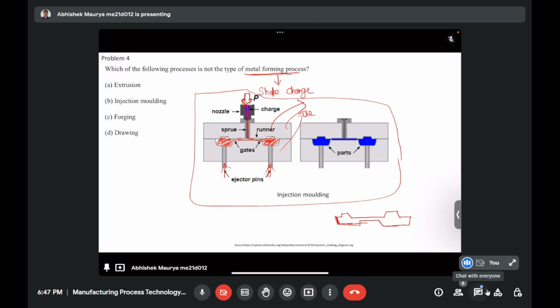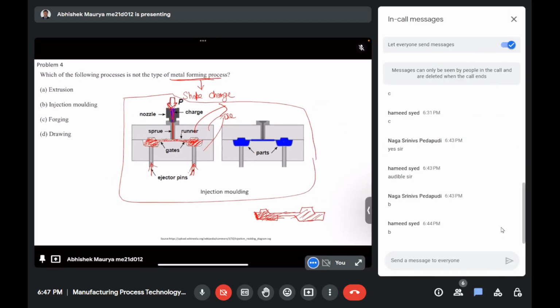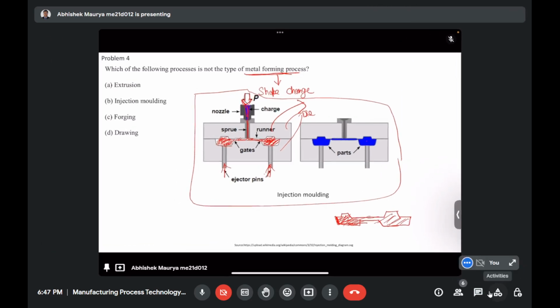Okay, something like this. So here also shape change has taken place, but still we are not considering injection molding as a metal forming process. Can you think of a reason why? Can you write in the chat box why it is not a metal forming process, whereas here also shape change is taking place? You can unmute yourself and tell, or write in the chat box why injection molding is not a metal forming process. Anyone?